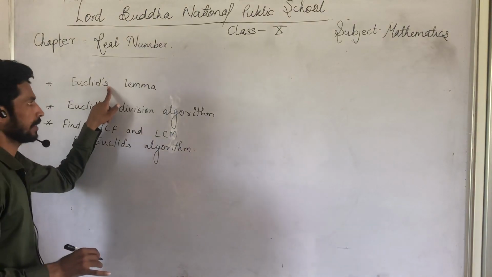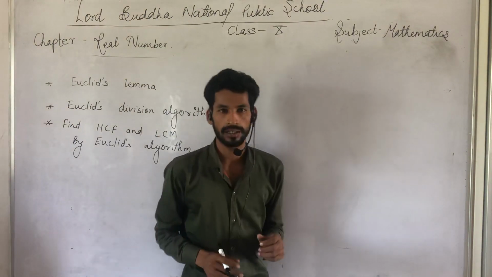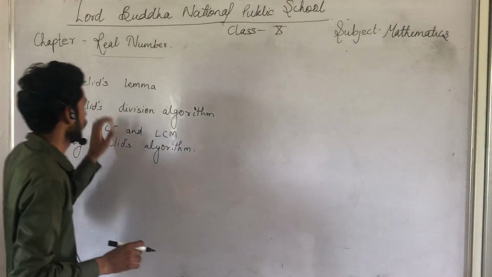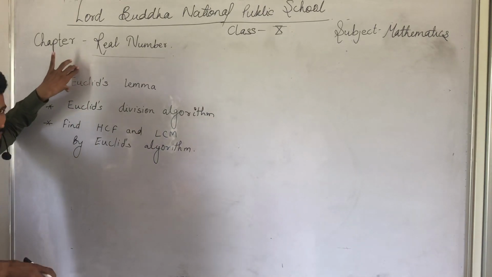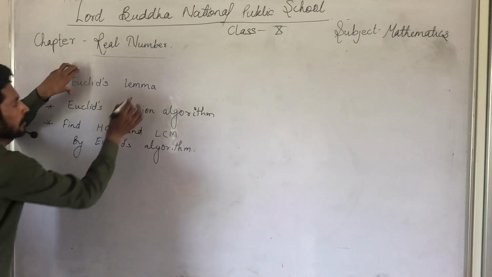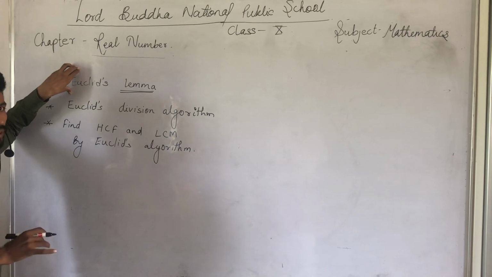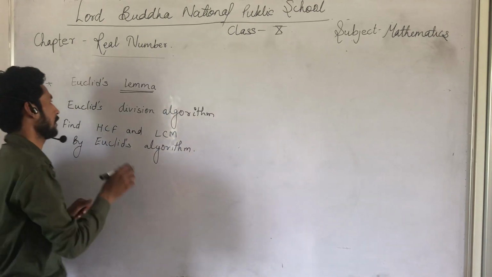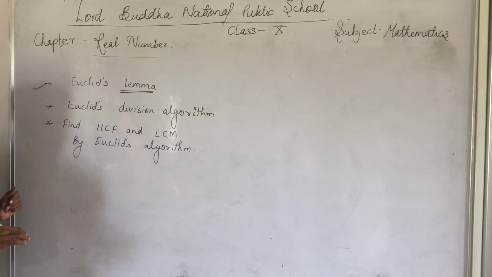First topic is Euclid's lemma. A lemma is a proven statement which is used to prove another statement. This topic includes only theory, because the name is lemma. A lemma is a statement, not a formula, which is used to prove another statement. So this is only short.